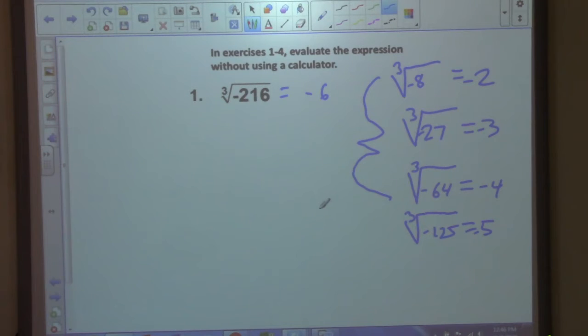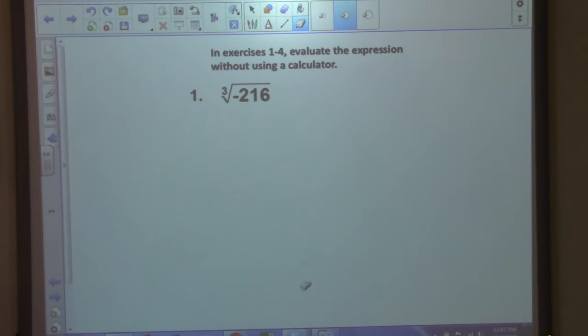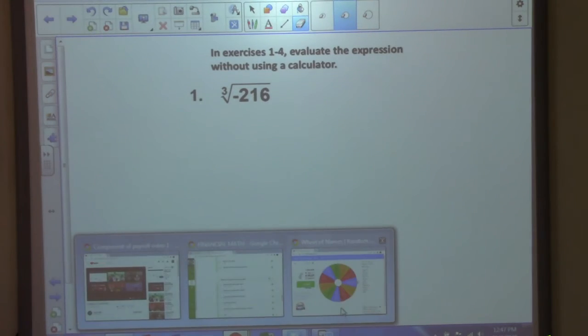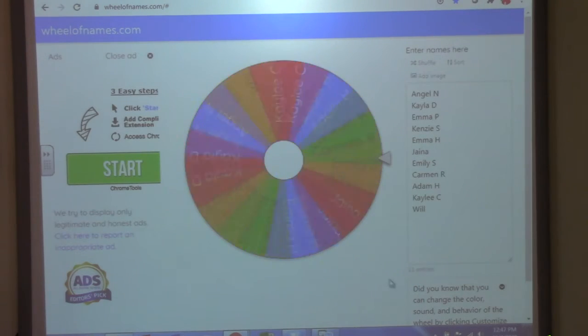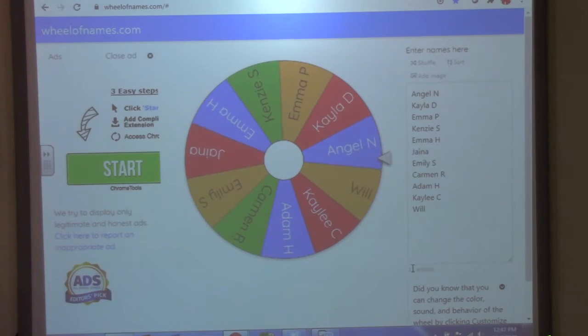You're expanding your mathematical literacy through this a little bit. Okay, so that's going to be our answer to number 1. I'm going to spin the wheel for number 2. I want somebody to stretch. It could be you, but I know, Kayla, you have it. The wheel of misfortune. There you go, Angel. That's it. Number 2, Angel.